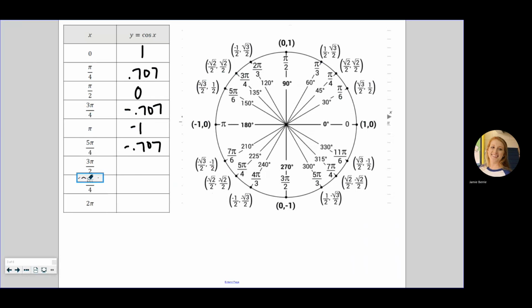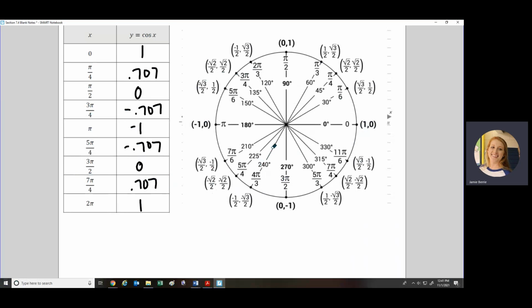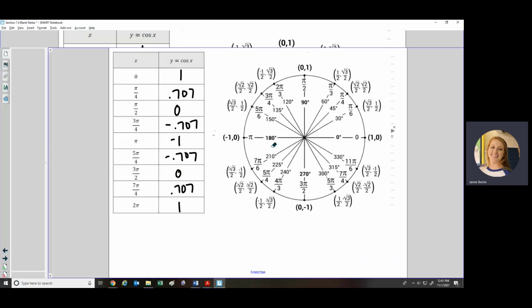So at 3 pi over 2, our x value is 0. 7 pi over 4, that's where it's 0.707. And then back here at 2 pi, my x value is 1. All right, so let's use that information to graph cosine.